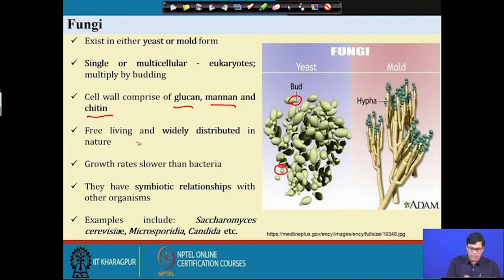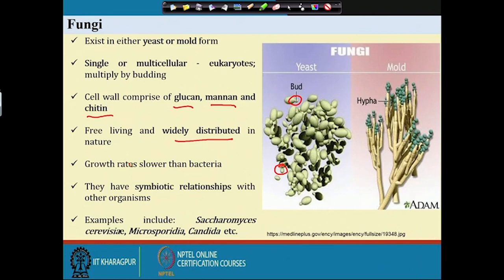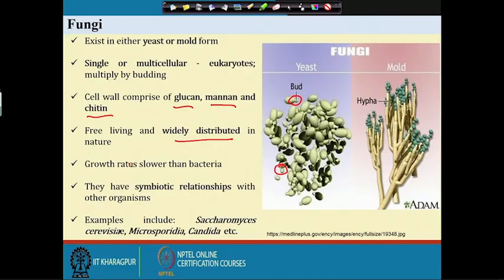Now this is free living and widely distributed in nature. I can tell you that Aspergillus niger is mostly available in rotten citrus food, and if you look at Penicillium chrysogenum, it is available in bread, because in bread you will find green spores. If you find old bread, sometimes we find some kind of fungal infection. It looks green in color. This is mostly the Penicillium species.